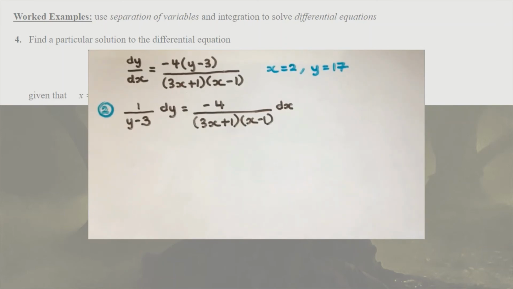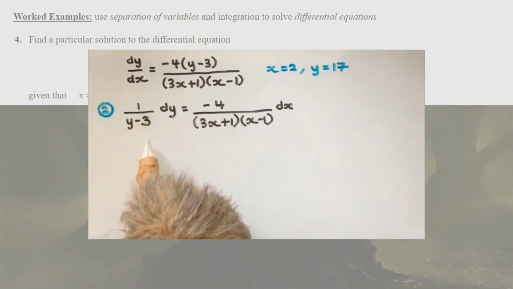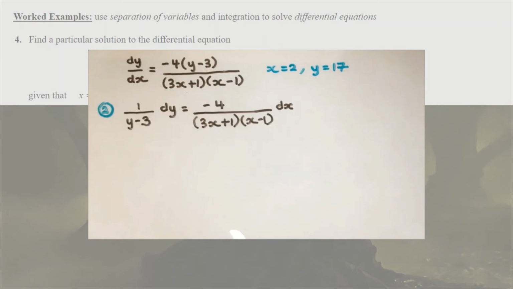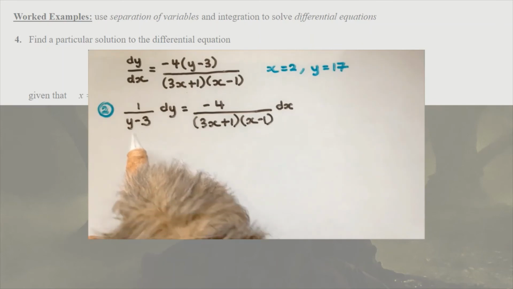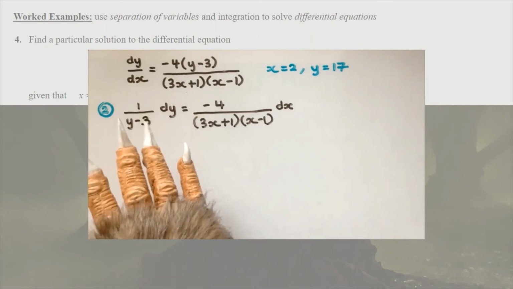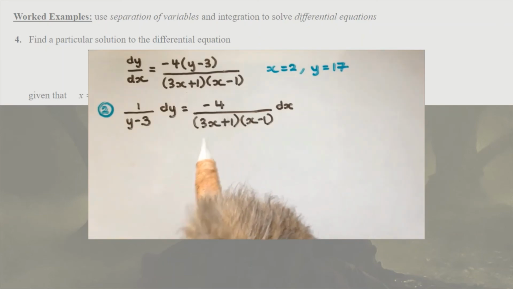If you look at the left hand side, we have 1 over y subtract 3. So again, go through your questions. Is the numerator the derivative of the denominator? Yes. With respect to y, of course. So this is straightforward. We can just write this as a logarithm of y minus 3. That's fine, that's done. The problem arises with the right hand side.